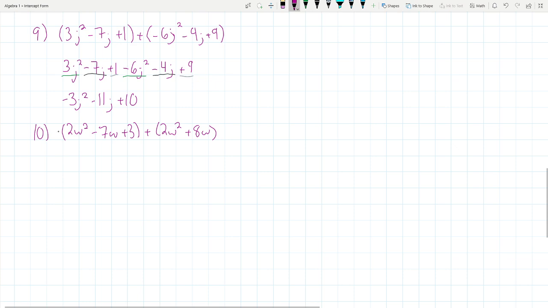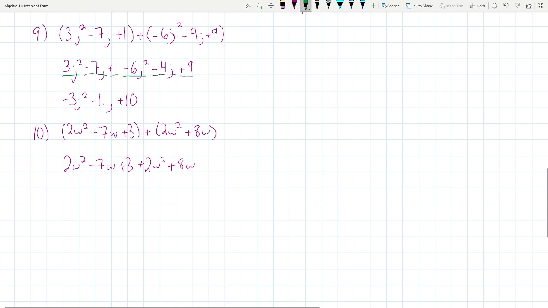So the first thing I do is, okay, there's nothing to the left, so that tells me, all right, 2w squared minus 7w plus 3. All right, the plus makes everything keep the same sign, so all right, 2w squared plus 8w.